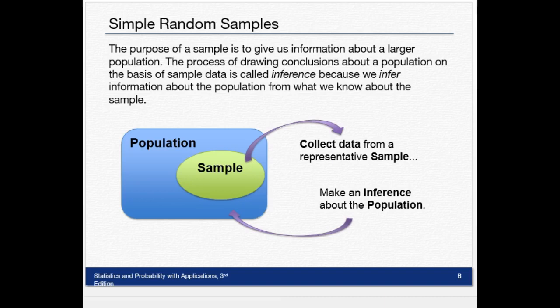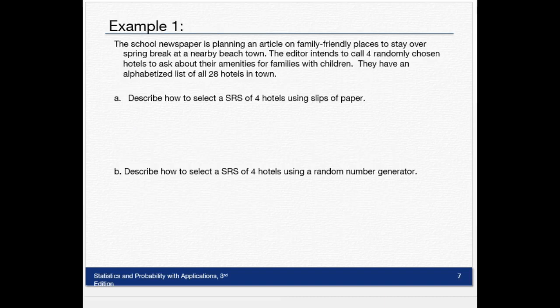All right, so let's put some of this to practice here. It says the school newspaper is planning an article on family-friendly places to stay over spring break at a nearby beach town. The editor intends to call 4 randomly chosen hotels to ask about their amenities for families with children. They have an alphabetized list of all 28 hotels in town. Now, describe how to select a simple random sample of 4 hotels using slips of paper.